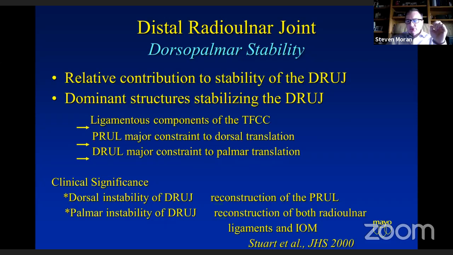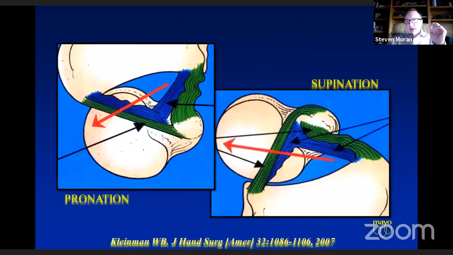This study by Stewart in 2000 tried to elucidate which were the most important components in terms of dorsal or palmar dislocation. I think one of the best images that I can provide was actually drawn by Bill Kleinman from the Indiana Hand Center. And when the joint goes into pronation, there is tightening and loosening of different components of the dorsal and the palmar radial ulnar ligament.